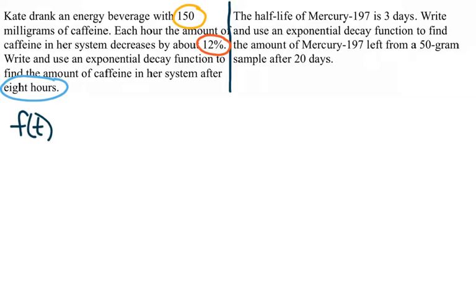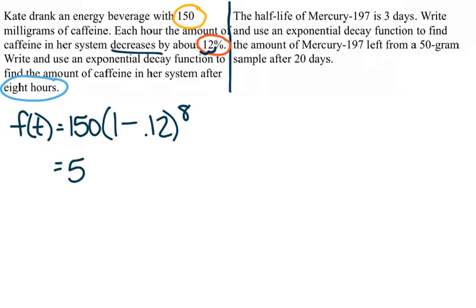So the only thing that changes is we're going to start with 150. We're doing decreasing, so it's going to be minus. When I change it to a decimal, I get 0.12, and I'm talking about 8 hours. So that's not too bad. So when I put that in the calculator, I get 53.95, and that's in milligrams.